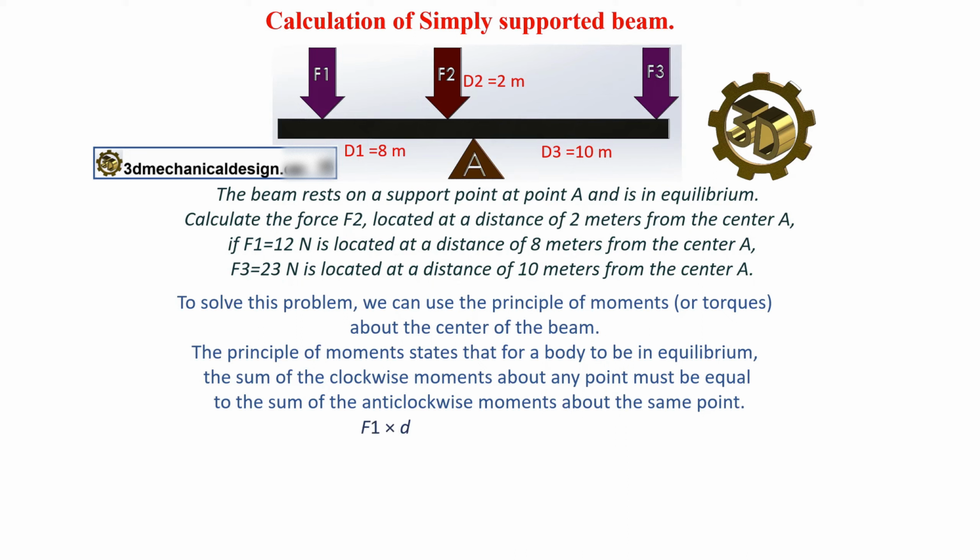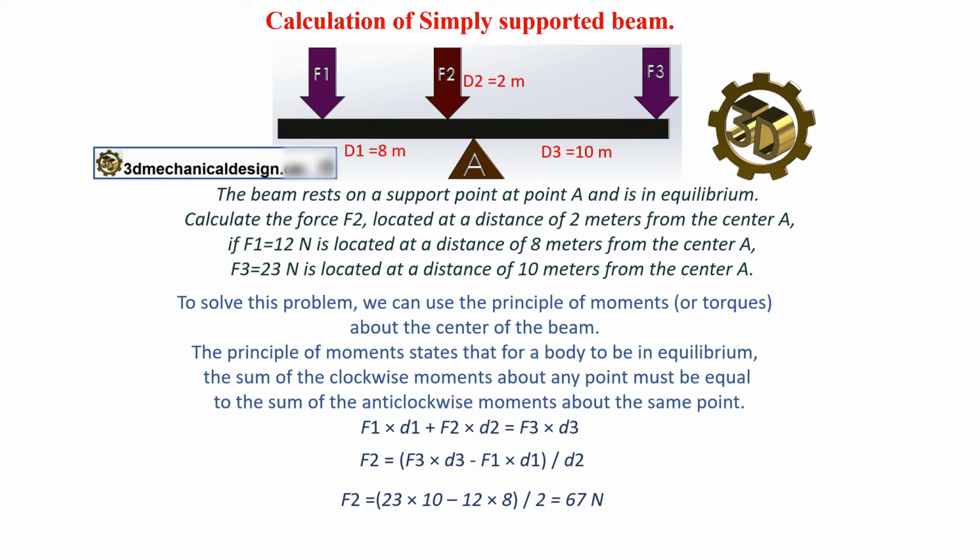F1 times D1 plus F2 times D2 equals F3 times D3. F2 equals F3 times D3 minus F1 times D1, divided by D2. F2 equals 23 by 10 minus 12 by 8, divided by 2, equals 67 newtons.